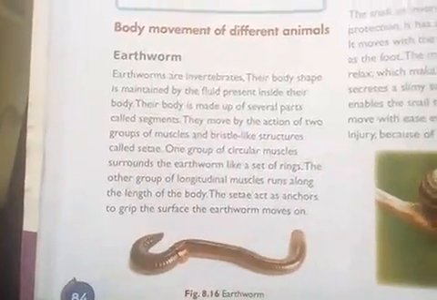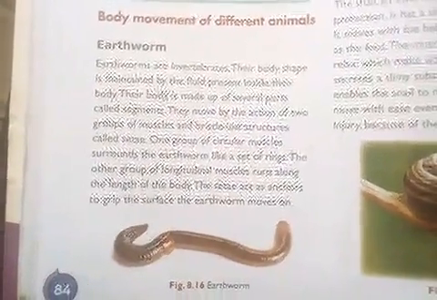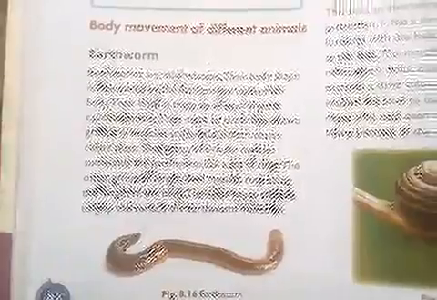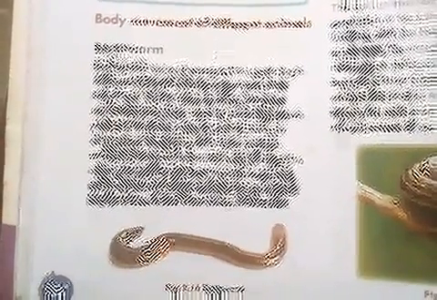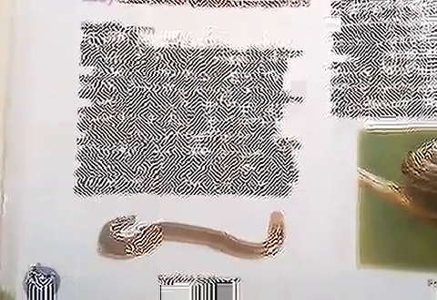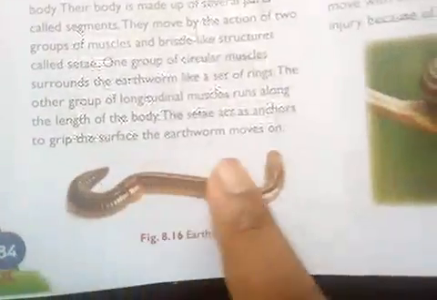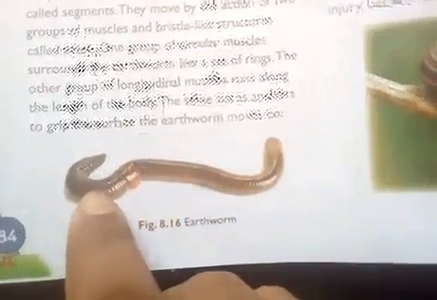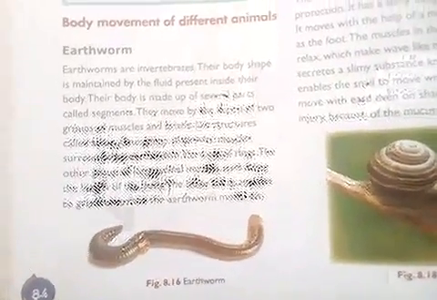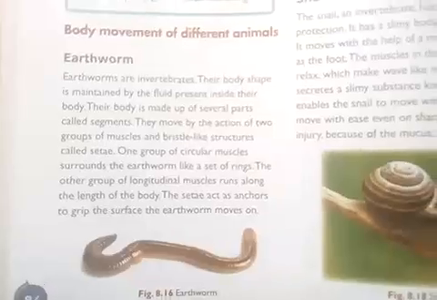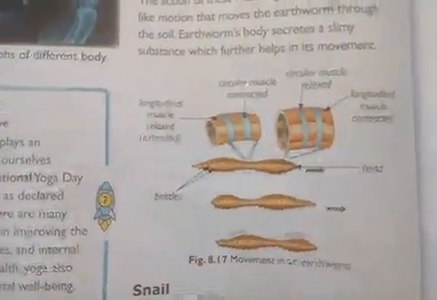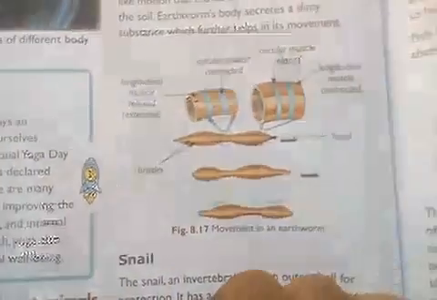So the earthworm doesn't have a vertebral column, that's why it is known as an invertebrate. Its body is made out of several parts called segments. If you observe closely, you find that it's not a solid structure, but there are some small parts out here. Now the movement looks something like this. If you observe here, the movement of the earthworm is like this.